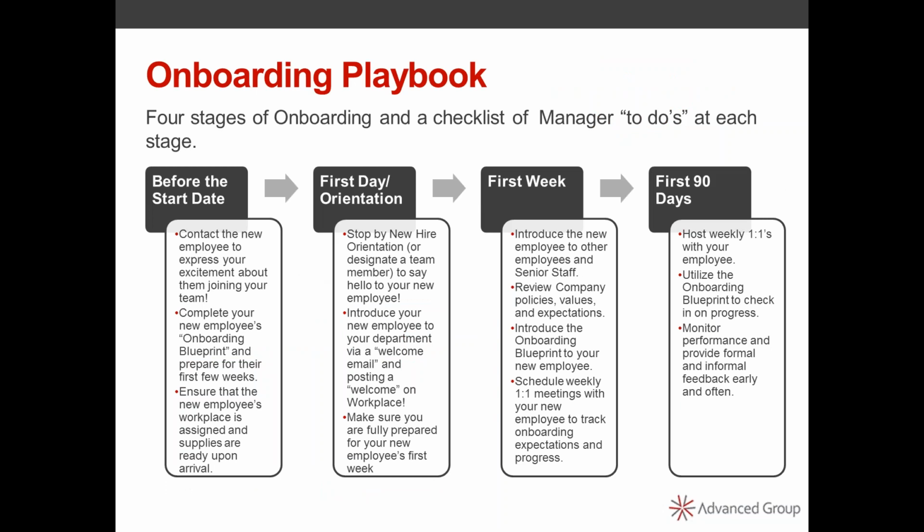So this onboarding playbook has 4 different stages of onboarding, and it's the checklist of manager to-dos at each stage. If you look at the screen, these are just examples of things that are outlined in this manager onboarding playbook. You'll see it in more detail later, but before the start date, for example, a new manager should be contacting their new employee to express their excitement. It's so funny how that can slip your mind, right? Because you have so much going on and different things to do, but just contacting a new employee and telling them how excited you are and making sure they feel prepared can do wonders for how they feel about the job, how they feel about you. So it's a really important component that's a part of this checklist.